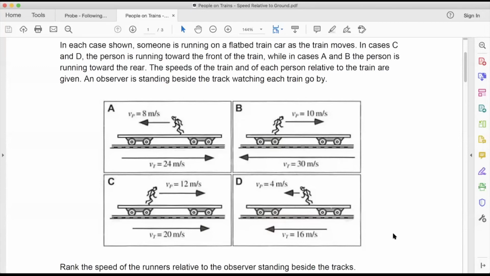I want to rank the speed of the runners relative to the observer standing beside the track, from biggest to littlest, so magnitude, okay, total magnitude. So figure out which one's running the fastest compared to the person, or which one is traveling the fastest compared to the person on the ground. Find the fastest first, and then go from fastest to smallest, and take 2 minutes to evaluate these real quick, and then I'll get you guys to unmute and we'll talk it through. So take just a minute to figure this out.